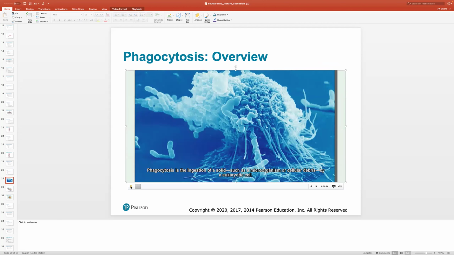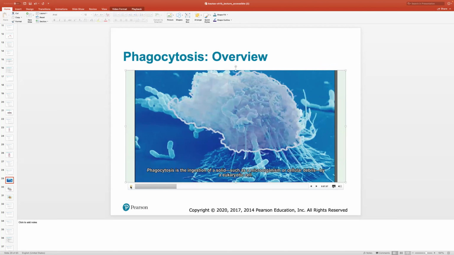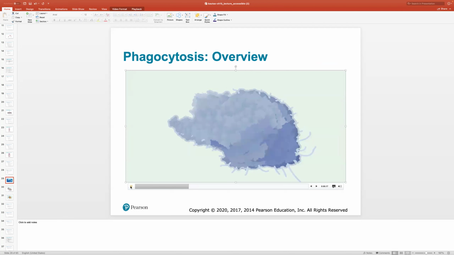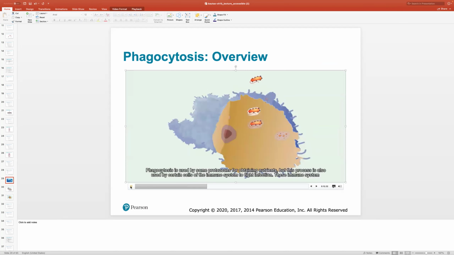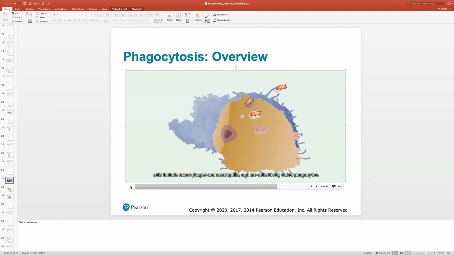Phagocytosis is the ingestion of a solid, such as a microorganism or cellular debris, by a eukaryotic cell. Phagocytosis is used by some protozoans for obtaining nutrients, but this process is also used by certain cells of the immune system to fight infection.